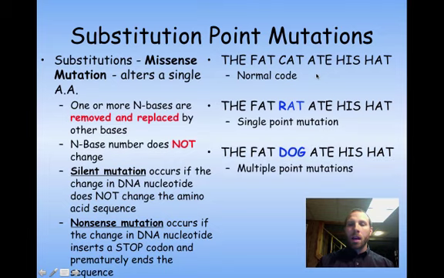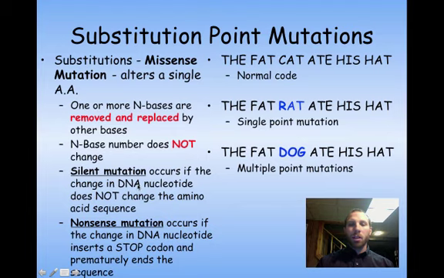Another example would be multiple point mutations where all three letters are changed, still affecting just one codon, one amino acid, but it does change the meaning of the sentence. The two other types of substitution mutations are called silent and nonsense.